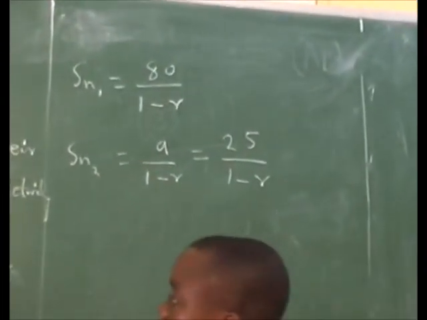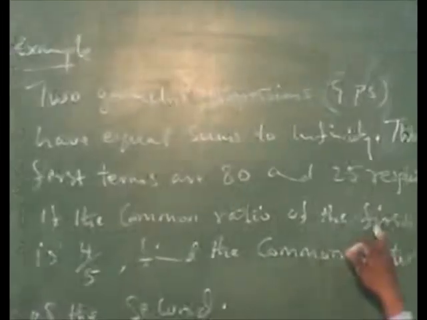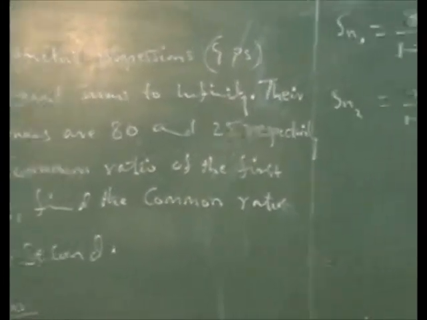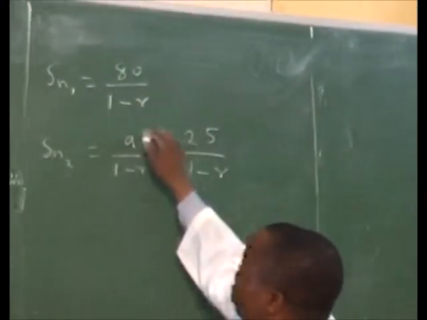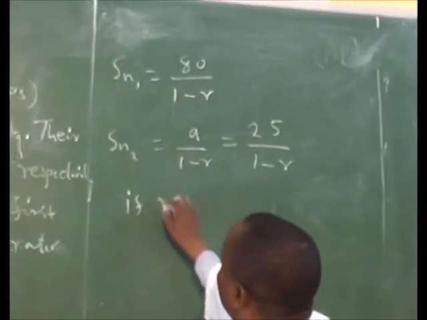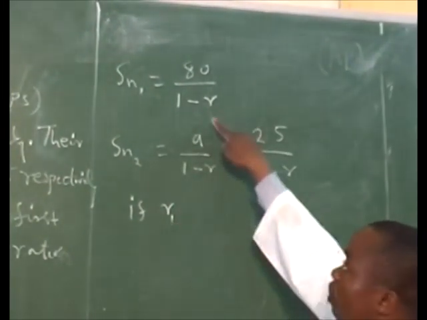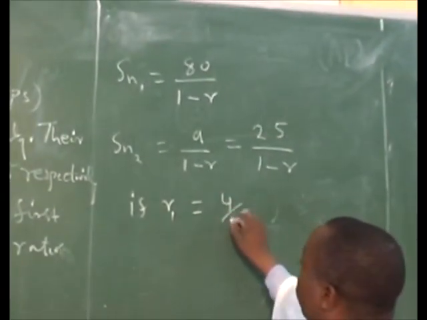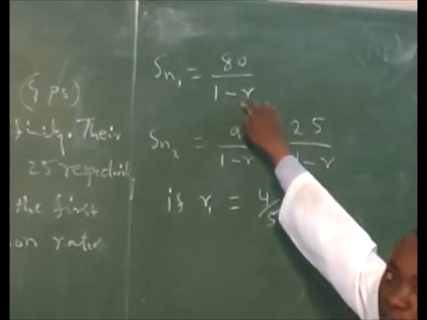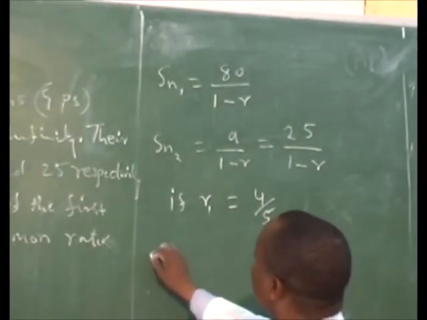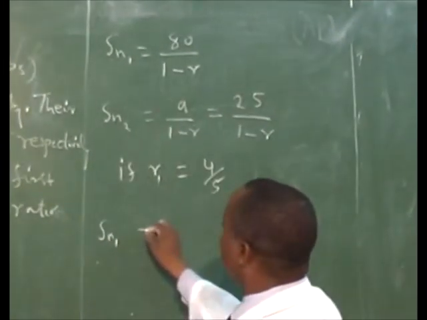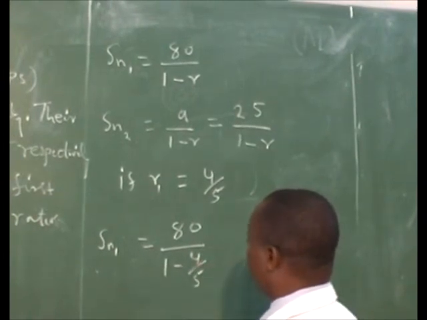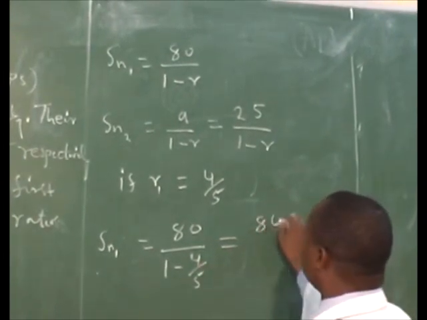Now, the question is, if the common ratio of the first is 4 all over 5, so what do you observe here? See the first here. So, if R1, let me denote that one by R1, R of the first sequence is equal to 4 all over 5. It means we are going to put that here, and then we will have that Sn1 will be equal to 80 all over 1 minus 4 all over 5.